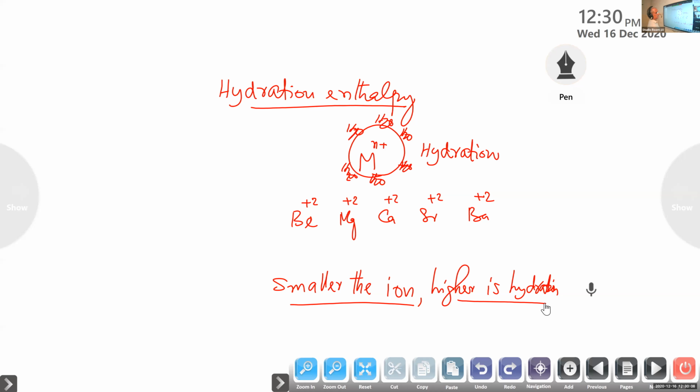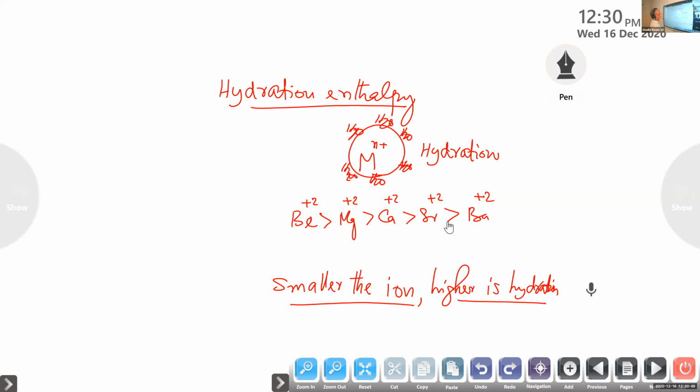Here beryllium is the smallest ion in this group, and so it is having the highest amount of hydration. And so beryllium has the highest hydration enthalpy, greater than Mg plus 2, greater than Ca plus 2, greater than Sr plus 2, greater than Ba plus 2. So the hydration enthalpy increases in this order: Be plus 2 greater than Mg plus 2 greater than Ca plus 2 greater than Sr plus 2 greater than Ba plus 2.